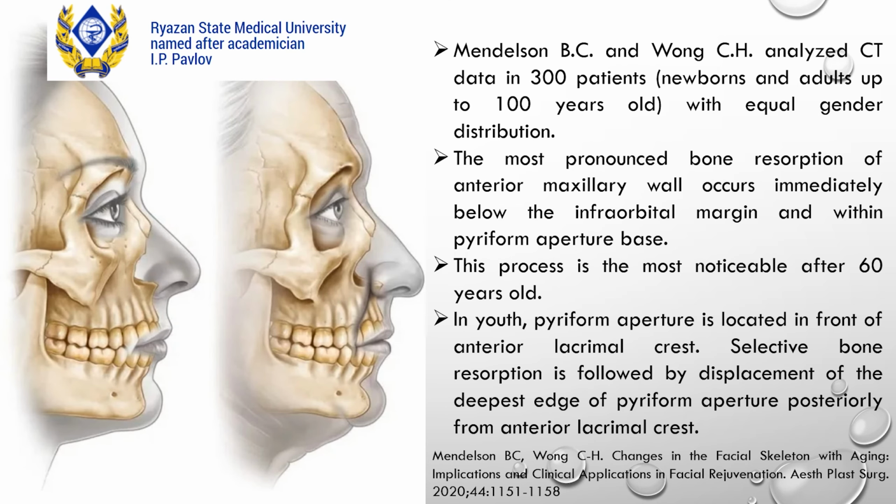Mendelson and Wong analyzed CT data in 300 patients, newborns and adults up to 100 years old, with equal gender distribution. The most pronounced bone resorption of the anterior maxillary wall occurs immediately below the infraorbital margin and within the piriform aperture base. This process is most noticeable after 60 years old. In youth, the piriform aperture is located in front of the anterior lacrimal crest. Selective bone resorption is followed by displacement of the deepest edge of the piriform aperture posteriorly from the anterior lacrimal crest.